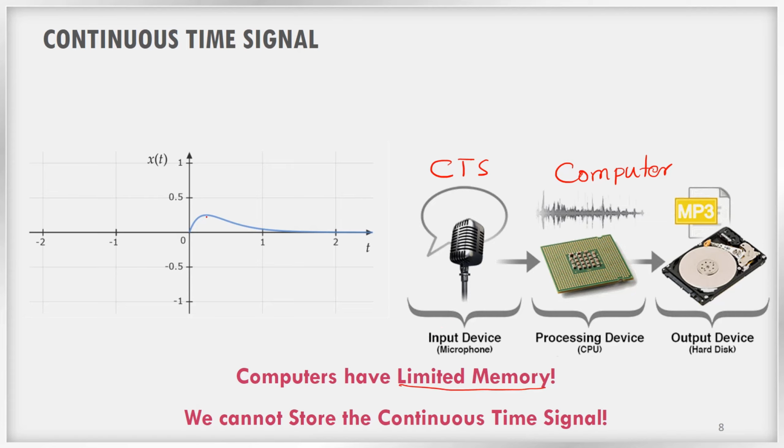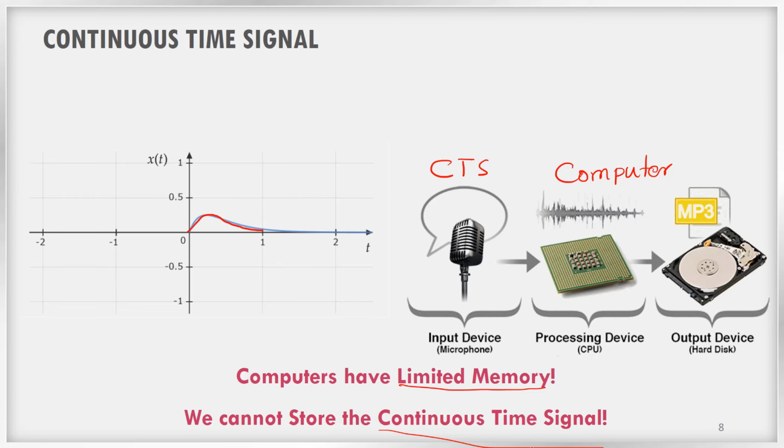Actually, a continuous time signal has an infinite number of possible values between time 0 and 1 second, because there are infinitely many values between the time 0 seconds and the first second. But computers have only limited memory. We cannot store all these values in the computer memory. So we cannot store a continuous time signal as such in the computer.